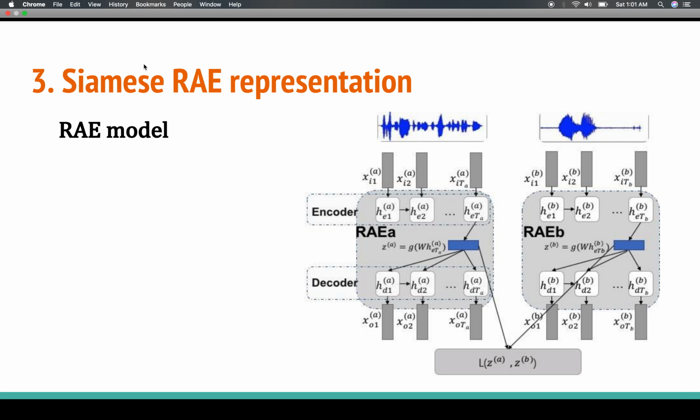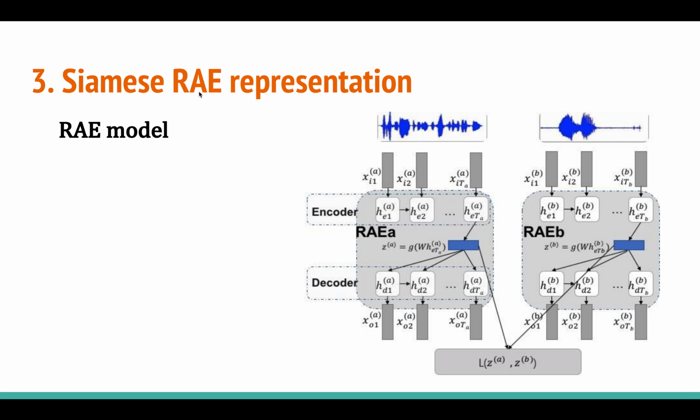But we have another word here, RAE. RAE basically stands for recurrent autoencoder. So we have two different things, recurrent and autoencoder. As you know, recurrent you can think of as a recurrent neural network, which is an LSTM basically.